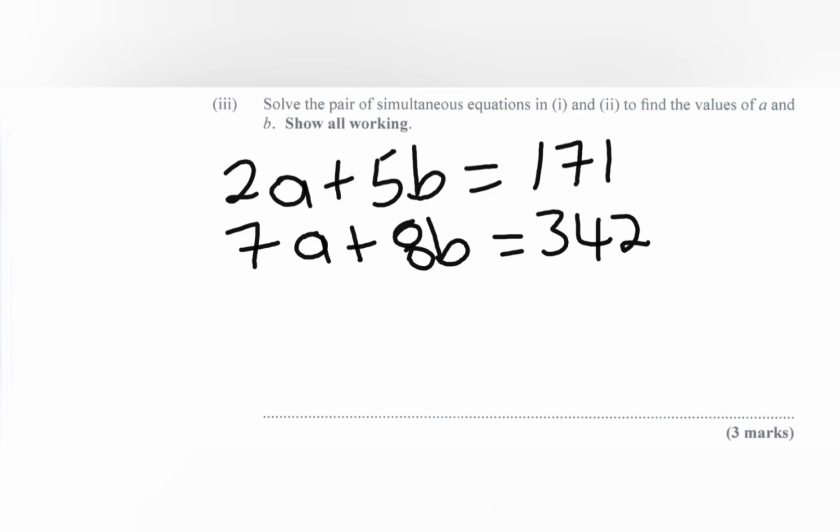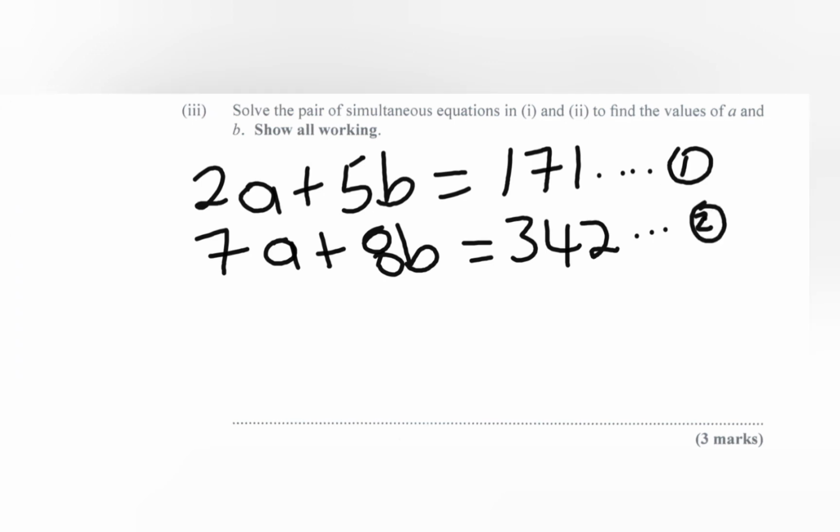So the first thing that we're going to do, we're going to name them. So the first equation, we're going to call that equation 1, and the second one is called equation 2. We're going to be utilizing the elimination method. So we're going to multiply the first equation by 7 and the second one by 2. We do this to make the magnitudes of the a's the same because we're going to be eliminating a.